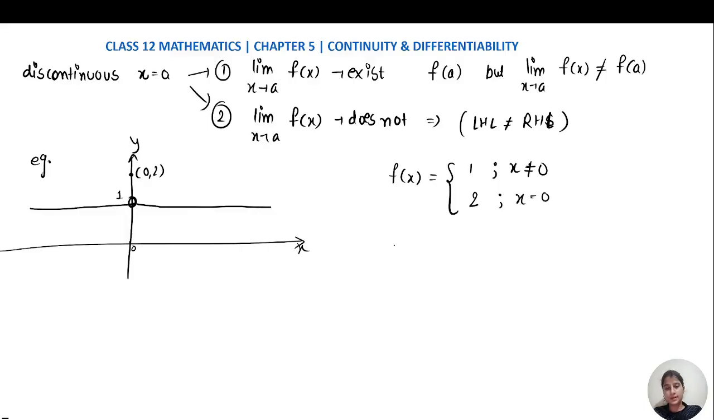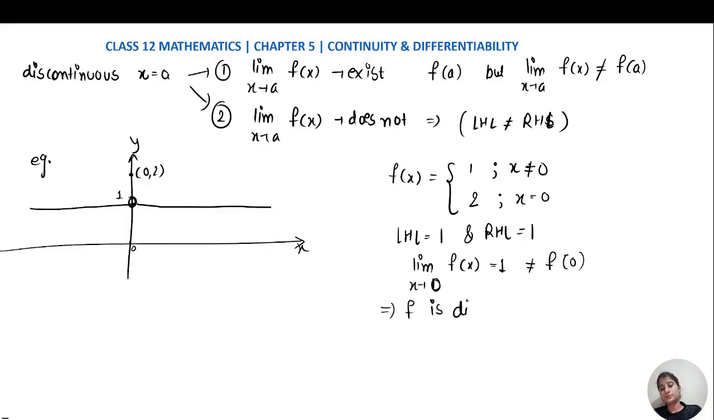As we can see, our left hand limit at x equals 0 is 1, and our right hand limit at x equals 0 is also 1. So the limit as x tends to 0 of f of x is 1, but it is not equal to f of 0, because f of 0 is 2. So from here we conclude that our function f is discontinuous at x equals 0.